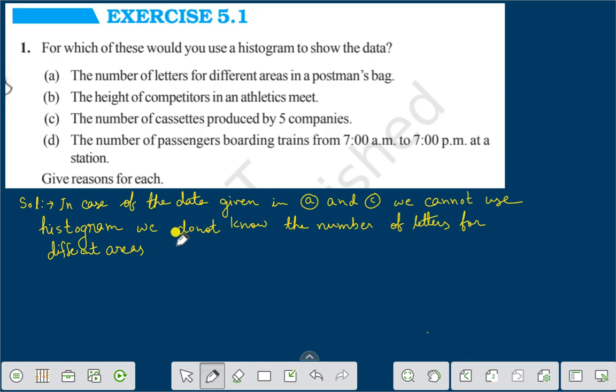And the number of cassettes produced by 5 companies.